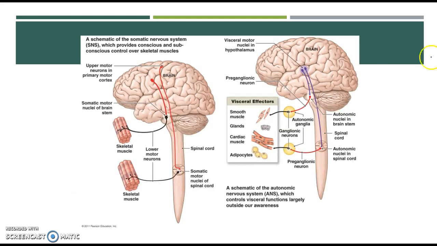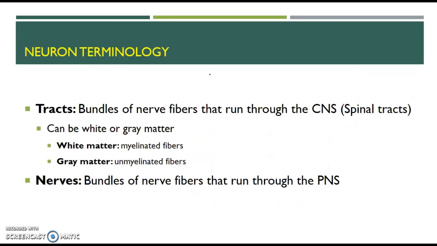So here's just an example. Up here you can see it talks about nuclei right there in the brain stem and up here. And really it just kind of means that it's a kind of small bundle of neurons. And then here you can see they use the term ganglia when it is in the PNS, not the CNS. So same thing, just different location.